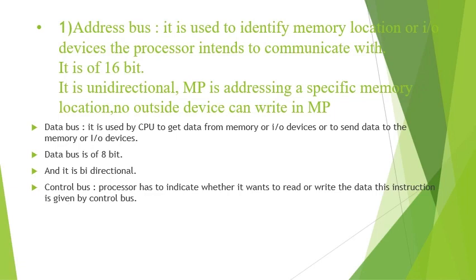The data bus is used by the CPU to get data from the memory. The data which is in memory, we can read and write by the data bus. If we are reading, we are getting information from it, and if we are writing, we are giving it. That's why the data bus is bidirectional. The data bus is used to get data from memory or input-output devices, or to send data into memory or input-output devices. The data bus is 8-bit.